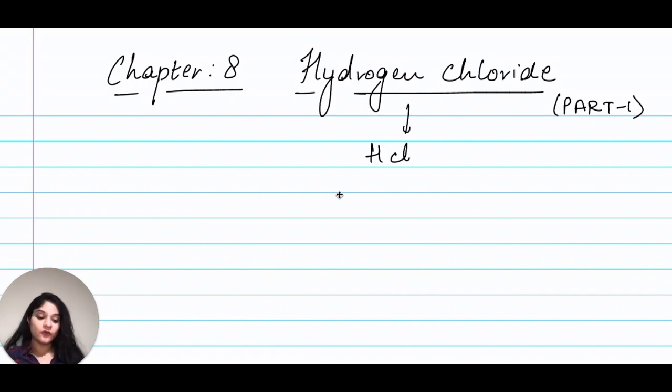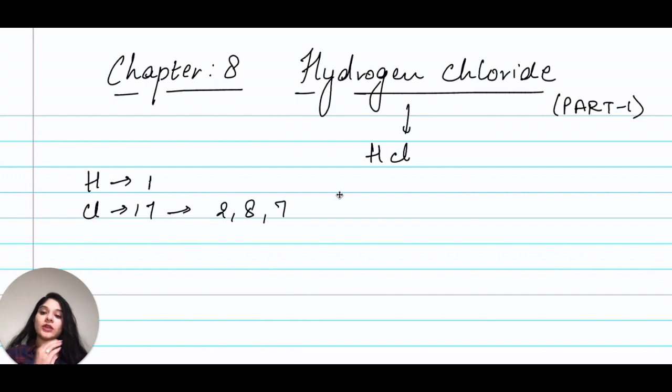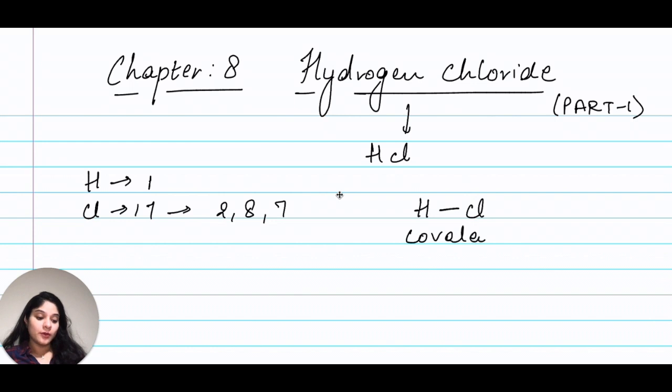And how does that form? Your hydrogen atomic number is 1. Chlorine atomic number is 17, which breaks down to 2, 8, 7. So it is easily able to share one electron pair and satisfy its valency. Since it is forming a covalent bond, it can also be represented as H, a single dash, and Cl. This is a representation of a covalent bond.